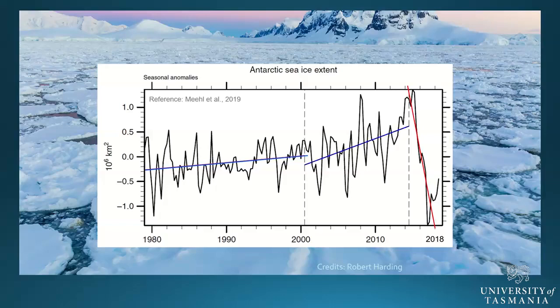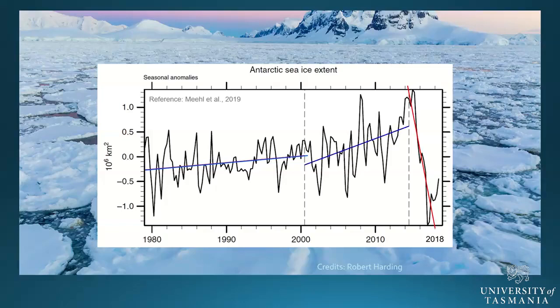However, in 2016, the Antarctic sea ice extent dramatically declined and reached its lowest ever extent in 2017. This is in the region where we have a red line from 2016 until present. This decline in sea ice really surprised the research community.